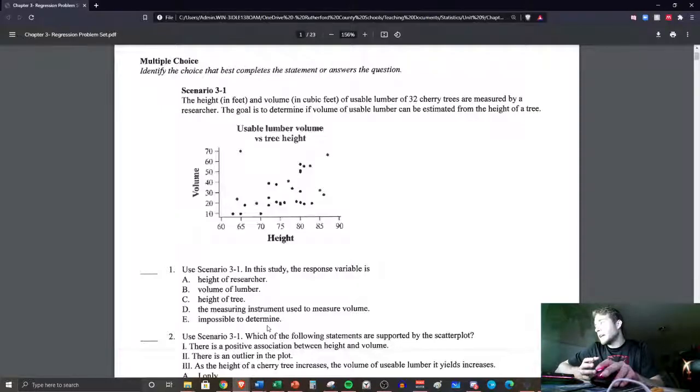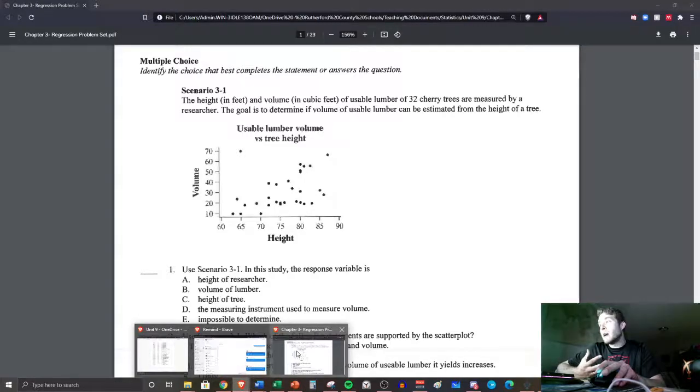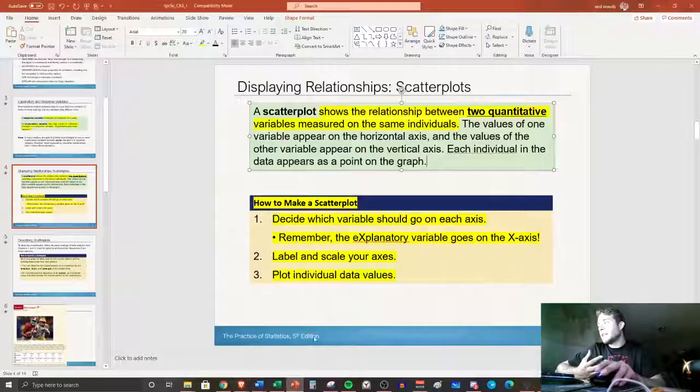And you may see a question like that, or you may see answer choices. Let's actually go back and look at this. This is quantitative, quantitative, quantitative. The measuring instrument used to measure volume, that's impossible because that's not a numeric value, right? So that's what we're talking about when we say quantitative.